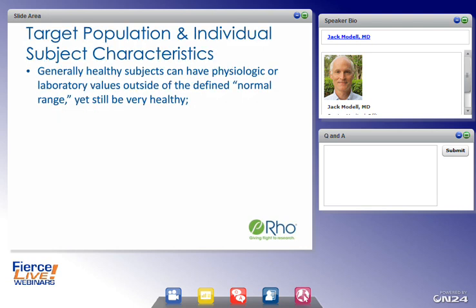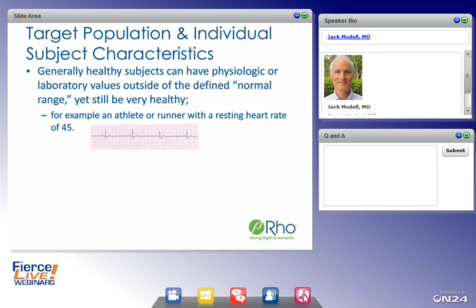Well, moving on. You also, in writing the criteria, need to consider the target population. And what I mean by that is healthy subjects, for example, versus subjects with diseases may have different values, different parameters that might be acceptable or not, or might even define pathology or not. So for example, let's say you have an athlete or a runner with a resting heart rate of 45. That's fine, unless you happen to be testing a drug that slows heart rate even further.